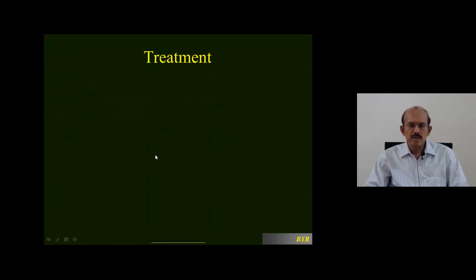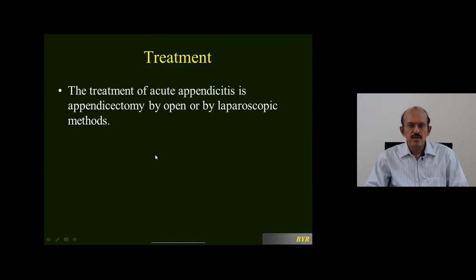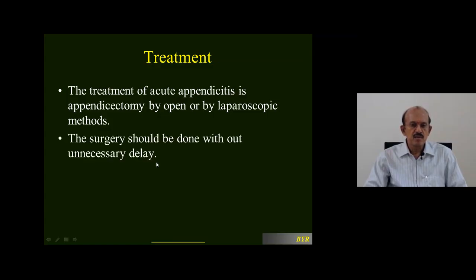Treatment of acute appendicitis. The treatment of acute appendicitis is appendectomy, by open or by laparoscopic methods. So the best thing to manage these cases is by laparoscopic appendectomy or by open appendectomy. The surgery should be done without unnecessary delay.